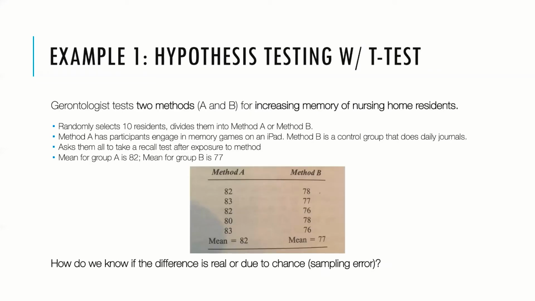Let's say a gerontologist. A gerontologist is somebody who studies the aging population. If a gerontologist wanted to test two methods for increasing memory, let's say they went out and they wanted to test these two methods by going to nursing homes and sampling some individuals and saying, okay, we want to see if method A versus method B helps to improve recall or memory amongst these residents. They can do that. So again, this is along the lines of comparing groups. They randomly select 10 residents from these nursing homes. They divide them into method A and method B.